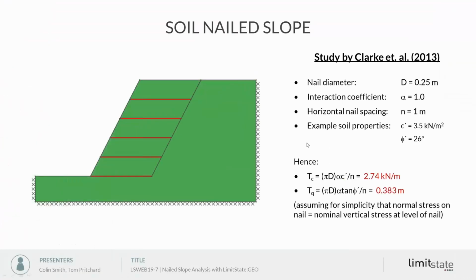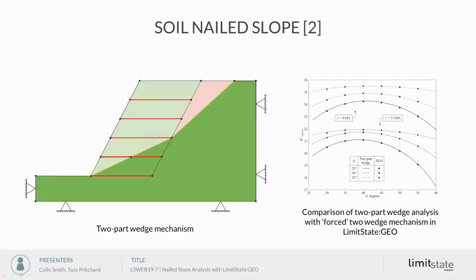Okay, so we jump back to the presentation. So we're coming towards the end of the presentation. That particular model was looked at in the paper by Clark et al. And compared that with a two-wedge mechanism and forced the software to also adopt a two-wedge mechanism rather than the critical mechanism. And you can see from this graph that there's perfect match between the two-wedge model and the software when it's been forced to emulate a two-wedge failure mode.